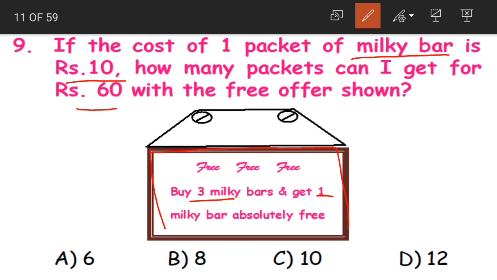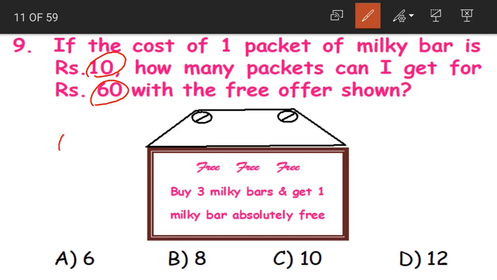That means if you buy 3 Milky Bars, you will get 1 more Milky Bar free. Now how much money do we have? 60. What is the cost of each packet of Milky Bar? 10. First let us see how many can we buy.